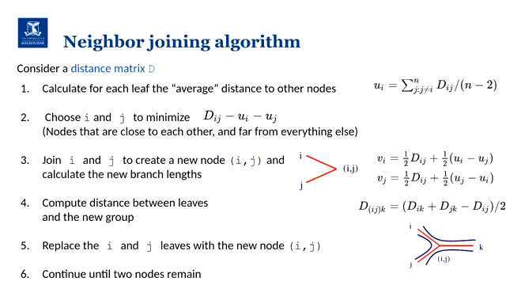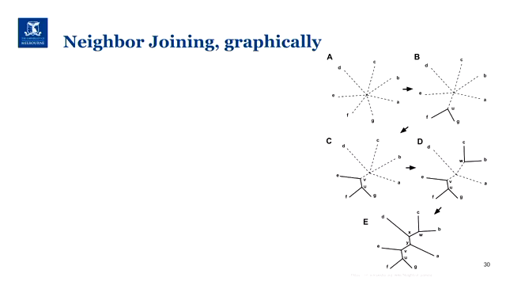And we do the agglomerative clustering approach here. Then we compute the distances, and every time we join two nodes, we create an internal node. And then we replace i and j in the distance matrix, and continue until we have only two nodes.